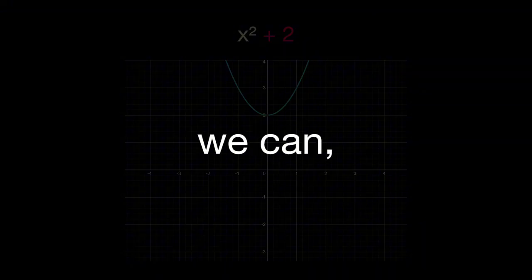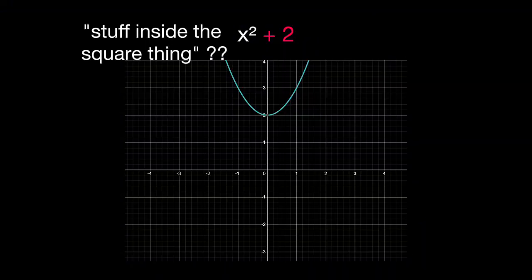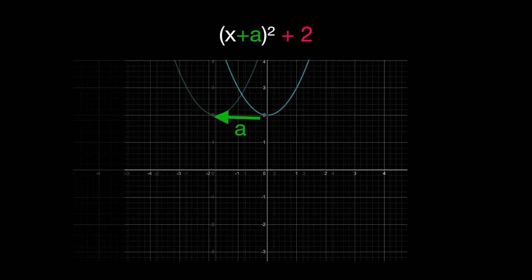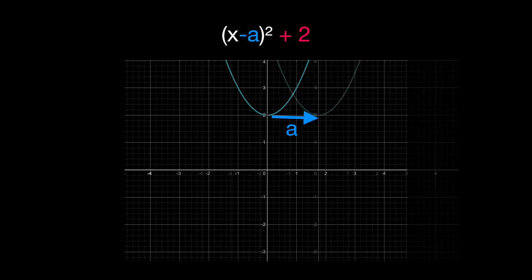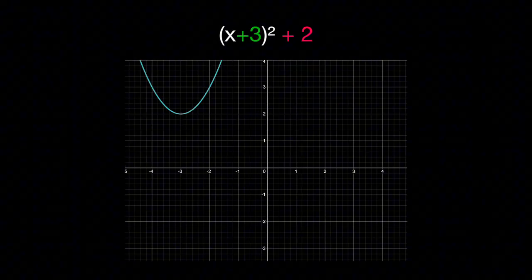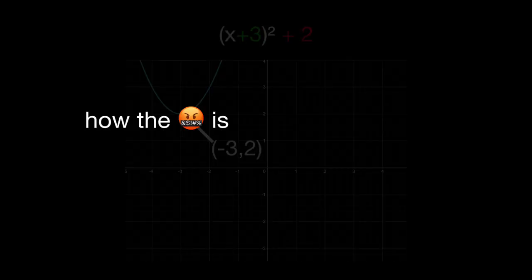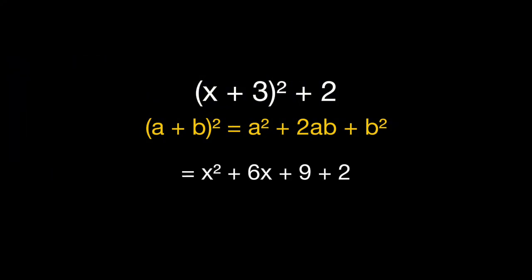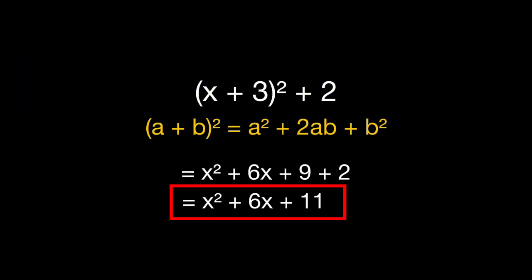Can we shift it left and right? Of course we can. We can create an x shift by doing stuff inside the square thing over here. If we add a number to it, the graph shifts leftwards by that number. If we subtract the number from it, then the graph shifts rightwards. So (x minus 2) whole squared plus 2 has a turning point 2, 2. (x plus 3) whole squared plus 2 has a turning point minus 3, 2. Now you might ask, how the hell is this a quadratic equation? Well, if we expand this using the expansion formula, we eventually end up with a quadratic equation.